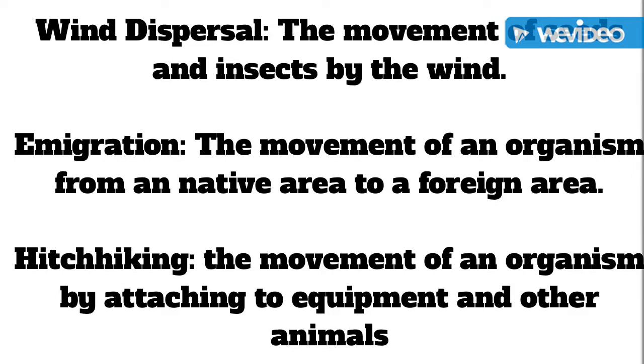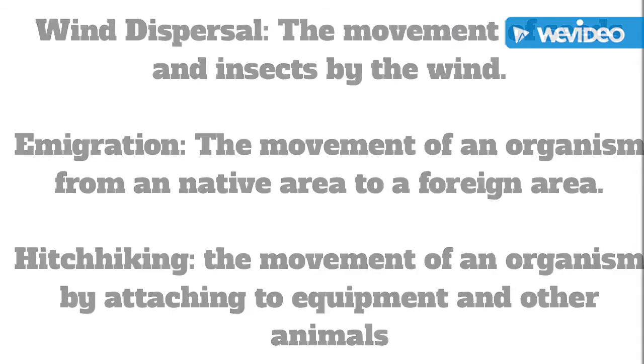So, we've just learned three ways in which invasive organisms spread. Those ways are wind dispersal, emigration, and hitchhiking. But there are things that we can do to help prevent invasive species from spreading even further. First of all, never ever release live pets or live bait into the wild.